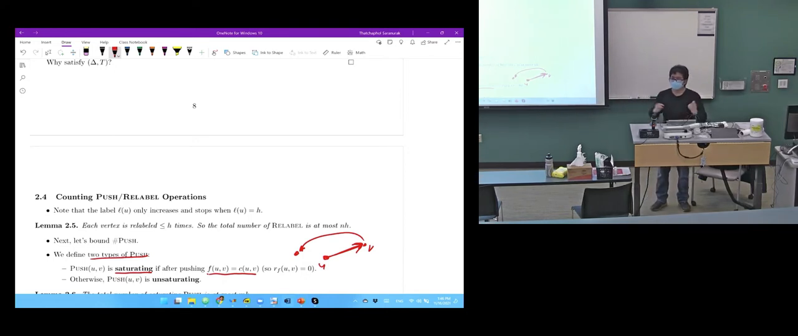So now if you sum over both directions, and there are M edges, the total number of saturating pushes is MH. That is one thing we bound. The harder thing to bound is the number of pushes which are unsaturating.